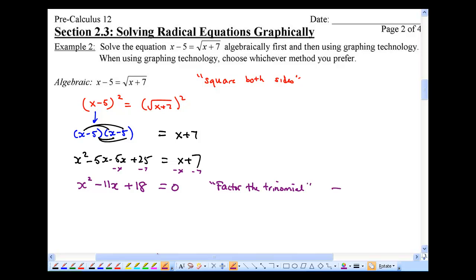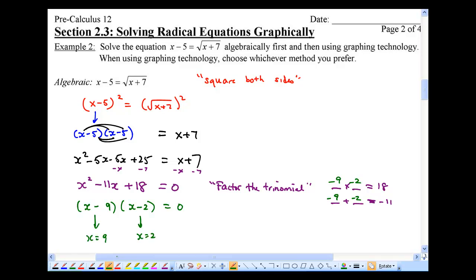Remember how to factor? Find two numbers that multiply to the constant 18. Same two terms add to the coefficient of the linear term. That's negative 11. Think of what lovely combinations there are. What times what gives you 18? And then same two things add to negative 11. If you said 9 and 2, you're almost right. I want it to be equal to negative 11. So, negatives. So this just becomes x minus 9, x minus 2. Solve, you get x equal to 9 and x equals to 2.